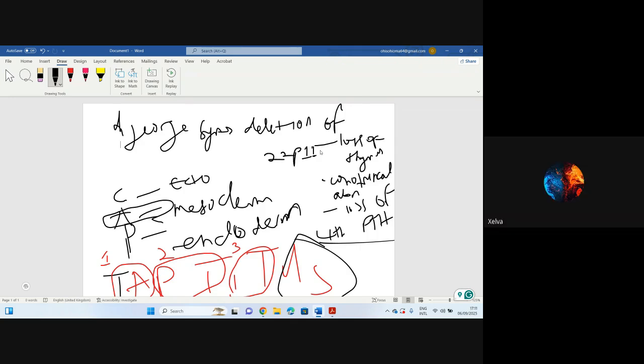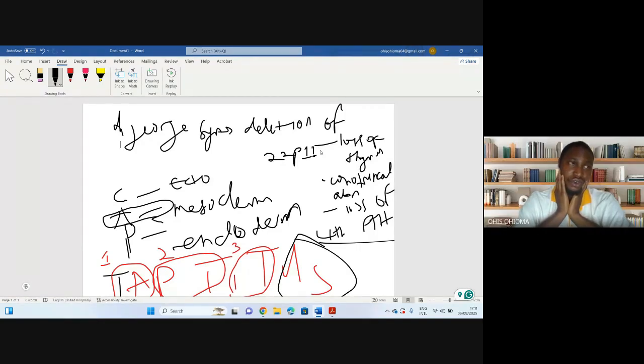Excuse me, you said that the conotruncal abnormality means what? So abnormalities that affect the truncus arteriosus of a child. So basically the ventricular outflow where you have the truncus arteriosus, and the septum that comes and divides it. You know that spiral membrane that forms in the truncus arteriosus, which partitions the outlet of the heart. So abnormalities of that are known as conotruncal abnormalities, and they tend to be common in patients with DiGeorge syndrome. Okay, so I don't know if that also makes sense to you.